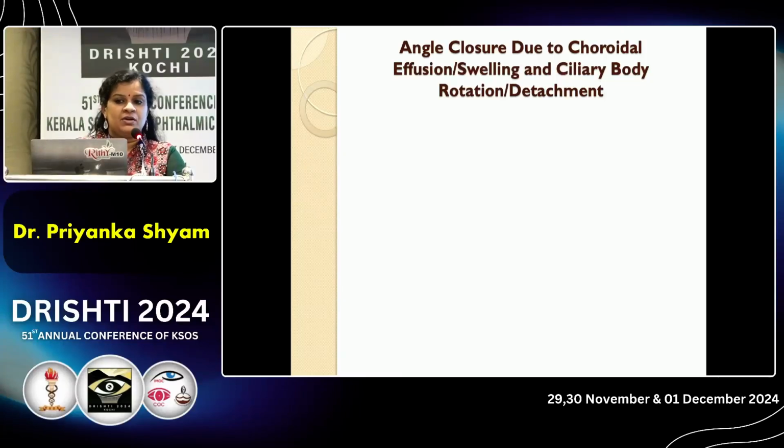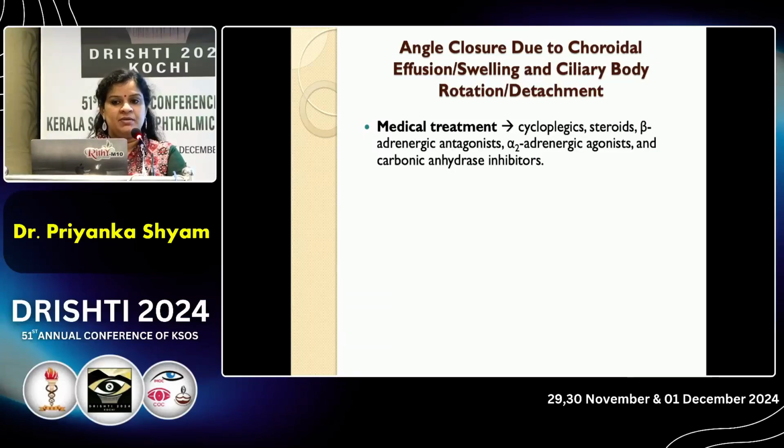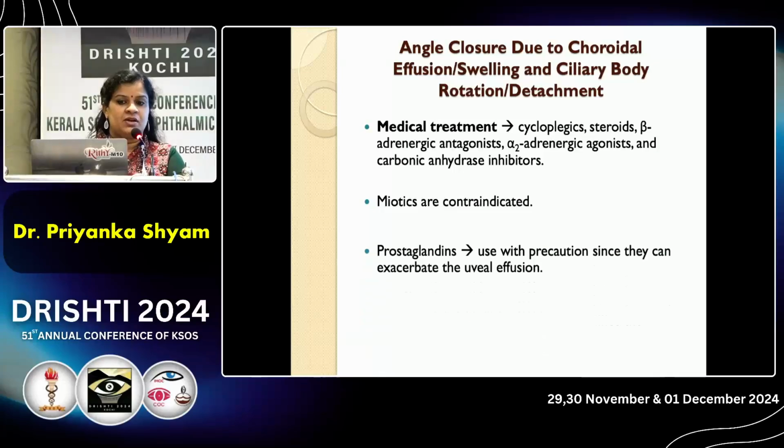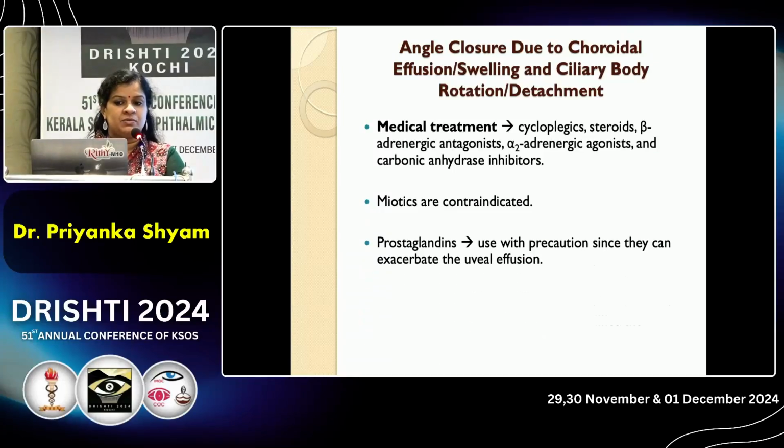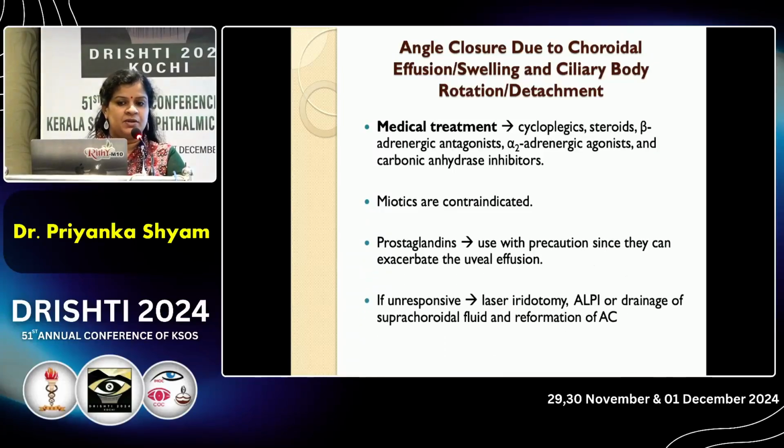Now, coming to angle closure due to ciliary body rotation. Medical treatment with cycloplegics, steroids and aqueous suppressants can be given. Miotics are contraindicated. Prostaglandins can be used with caution since they can exacerbate uveal effusion. And if unresponsive, laser iridotomy, iridoplasty or drainage of the suprachoroidal fluid and reformation of AC is done.